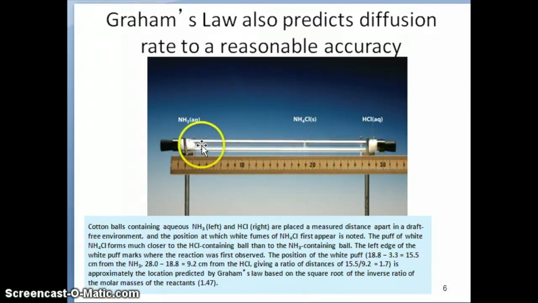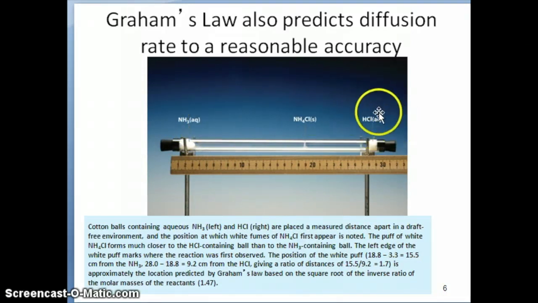You can see here they're meeting at this point, which is further away from here and closer to this side. What that tells you is that these guys are traveling more slowly because it doesn't cover as much distance, and then these guys are traveling further, right? Covers more distance. So in other words, this is a faster gas and this one is a slower gas.